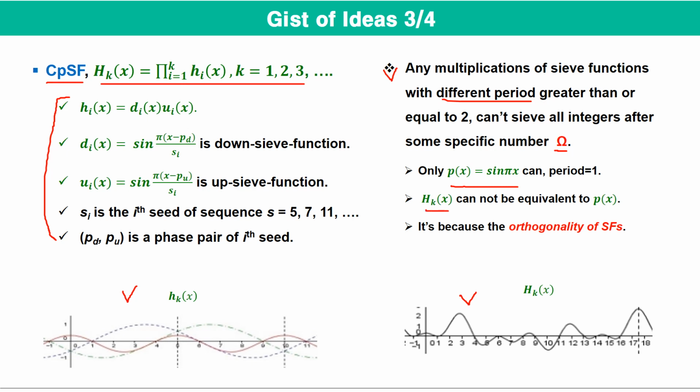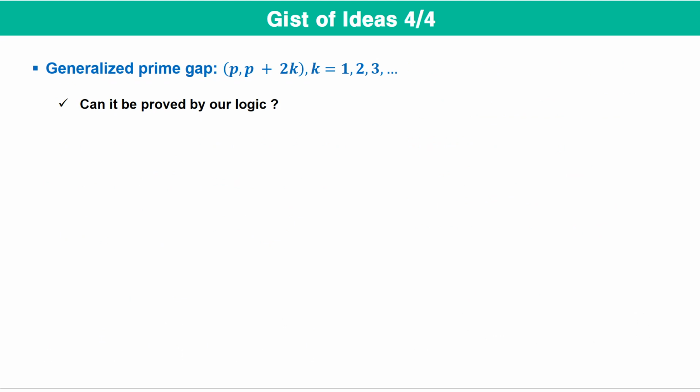Hk cannot be equivalent to px. It's because of the orthogonality of sieve functions. In a sense, an SF cannot be replaced by any combination of other SFs. The last gist is about the generalized prime gap 2K, and can it be proved by our logic?